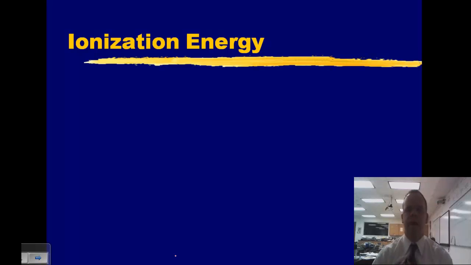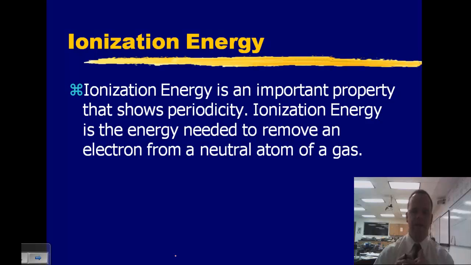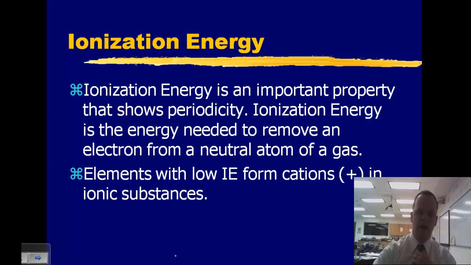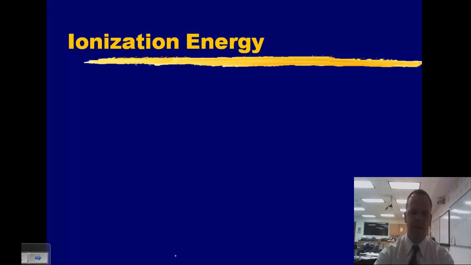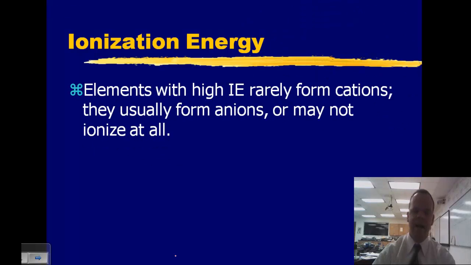Another trend that follows a pattern on the periodic table is ionization energy. Ionization energy is the energy needed to remove an electron from the neutral atom of a gas. Elements with low ionization energy are easy to remove an electron from, and therefore easily form cations. Elements with high ionization energies are very hard to remove an electron from, and therefore usually actually gain electrons or are not ionized at all.